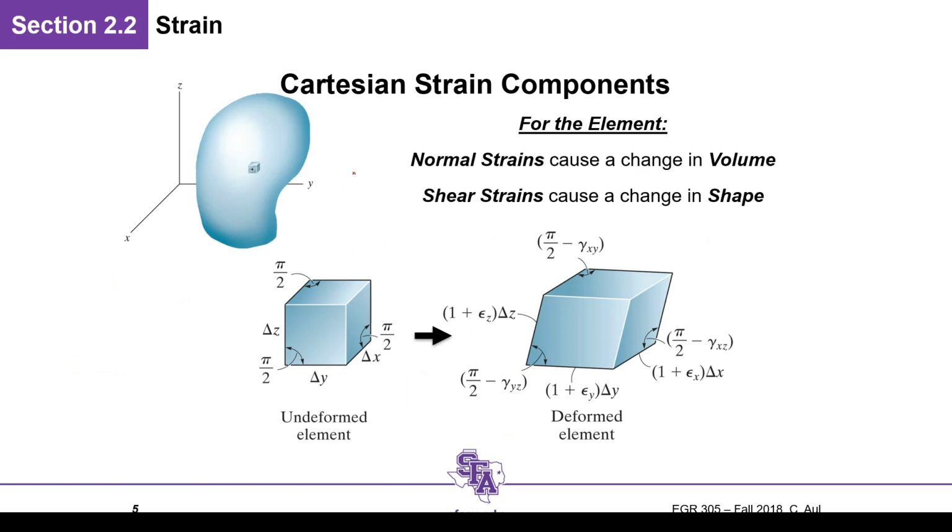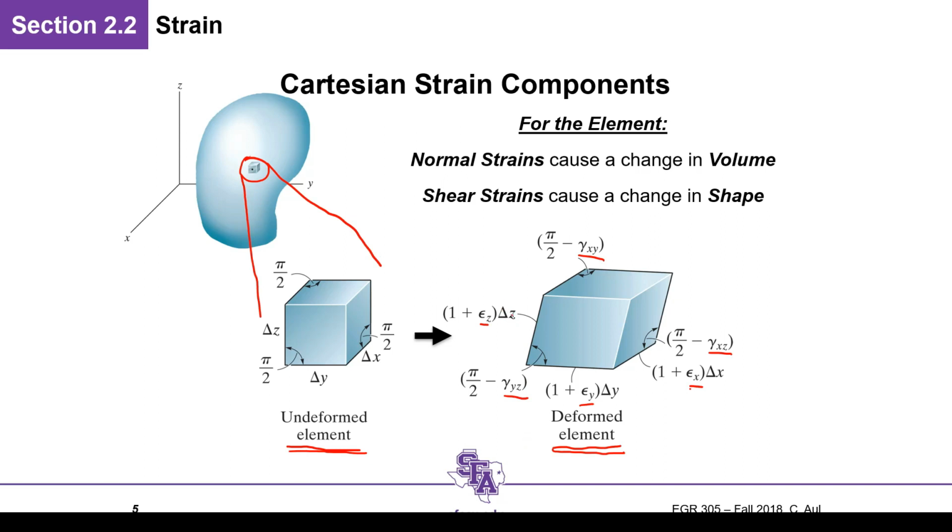If we take a look at an element in Cartesian coordinate systems, if I take a little piece of my potato and zoom in on that, whenever we're measuring strain, we always start with an undeformed case, an unloaded case, and then we go to the deformed case. And this would represent the most complex type of change here. It may not always look like this. Where you have your normal strains here, epsilon z, epsilon y, and epsilon x. And then you have your shear strains, gamma xz, gamma xy, and gamma yz.